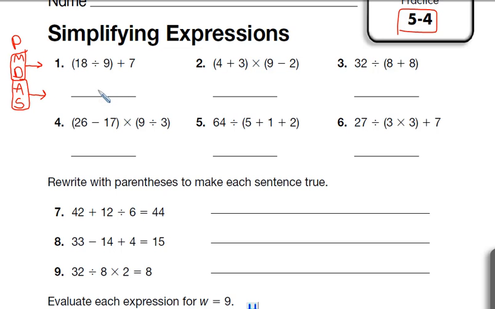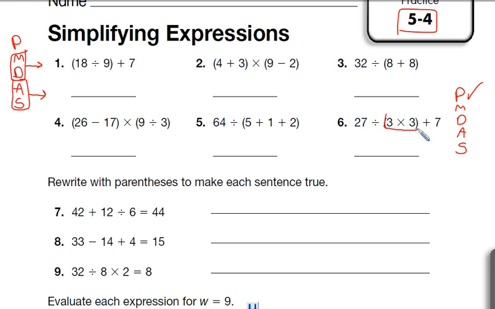Okay, so I'm going to do one problem with you tonight. Maybe I'll do two. Here we go. Let's do number 6. Okay, so the first thing we're going to do, please make donuts and sausage. So are there any parentheses in the problem? And the answer is yes, there are.